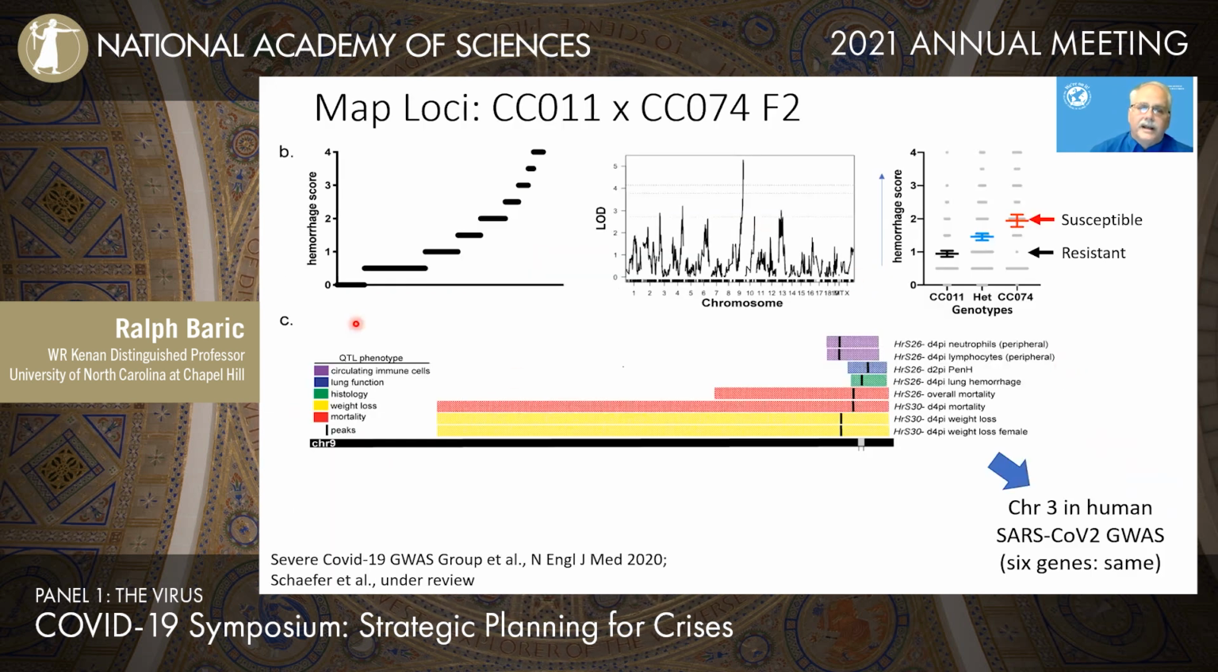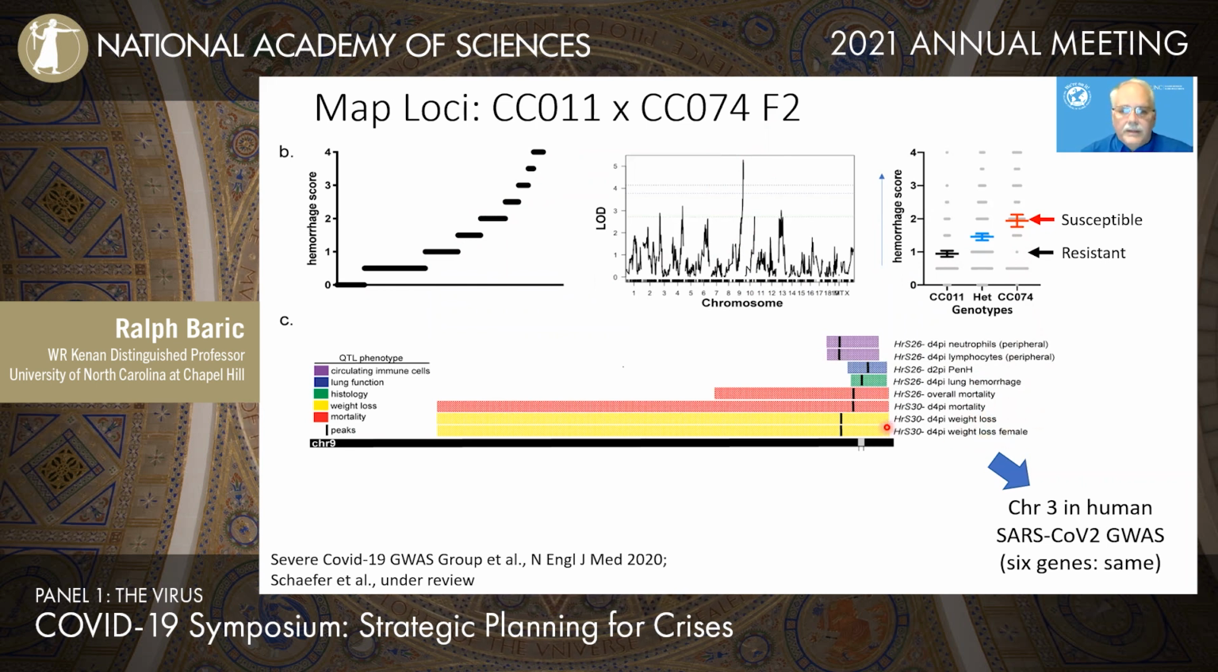In this particular case, we have hemorrhage loci. These are the 300 mouse strains on the bottom, with different phenotypes that occur in terms of hemorrhage scores in the lung. You get a strong quantitative trait locus on chromosome 9, heavily driven in terms of susceptibility by the CC074 strain. But not only is hemorrhage a phenotype on this chromosome 9 locus, but also respiratory dysfunction, lymphocyte concentrations, neutrophils, overall mortality, and weight loss phenotypes.